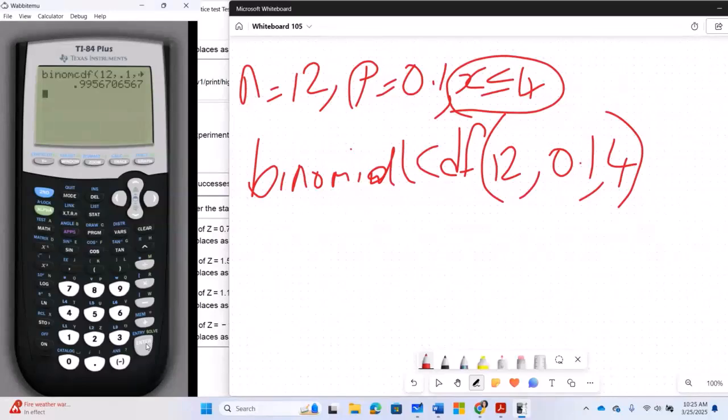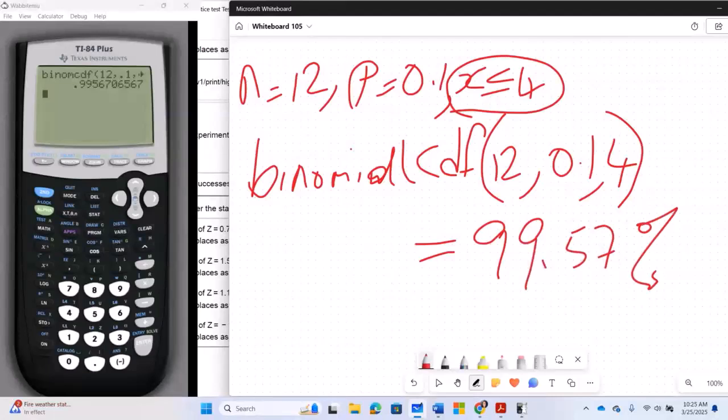When I hit enter, it gives me a probability of 99.57%. The probability that he can accumulate from 0 to 4, in other words P0 plus P1 plus P2 plus P3 plus P4, is equal to 99.57%. So that is the probability that I'm told to accumulate.